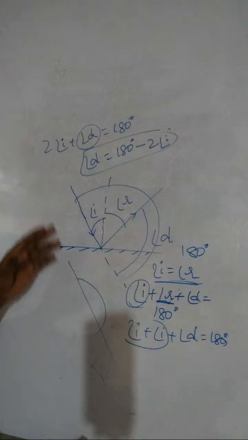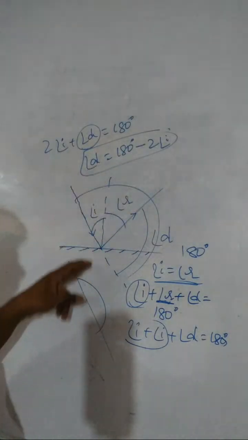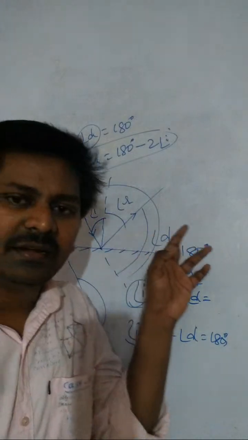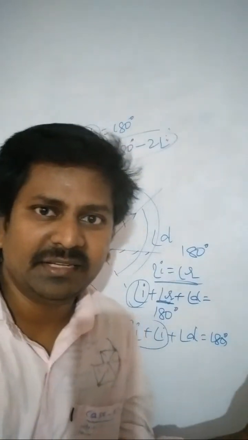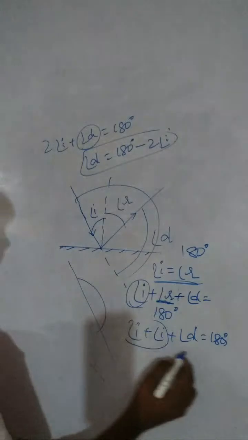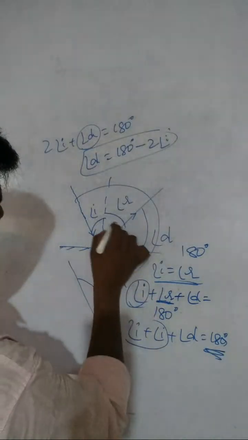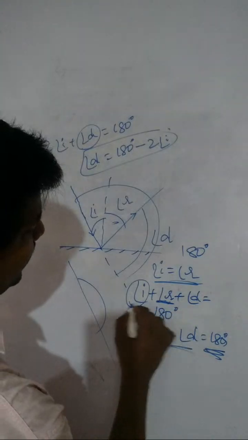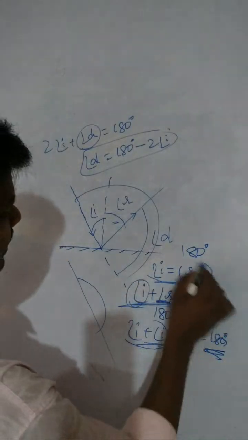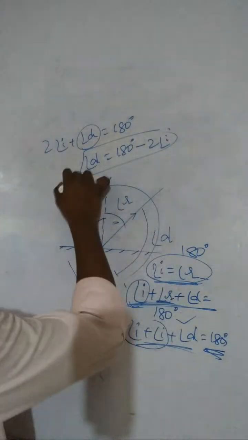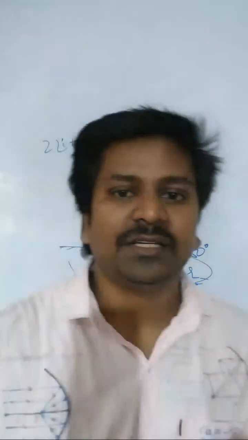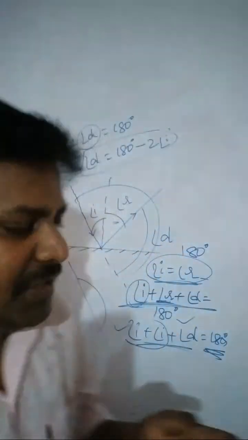Once again you can see here, I am taking this incident ray, reflected ray, and this normal line. A linear pair is 180 degrees, so this entire angle is 180 degrees. So angle of incidence plus angle of reflection plus angle of deviation equals 180. We know from the laws of reflection that the angle of incidence equals the angle of reflection. So we get the angle of deviation equal to 180 minus 2i. So that is the angle of deviation. Next, regular reflection and irregular reflection we'll discuss.